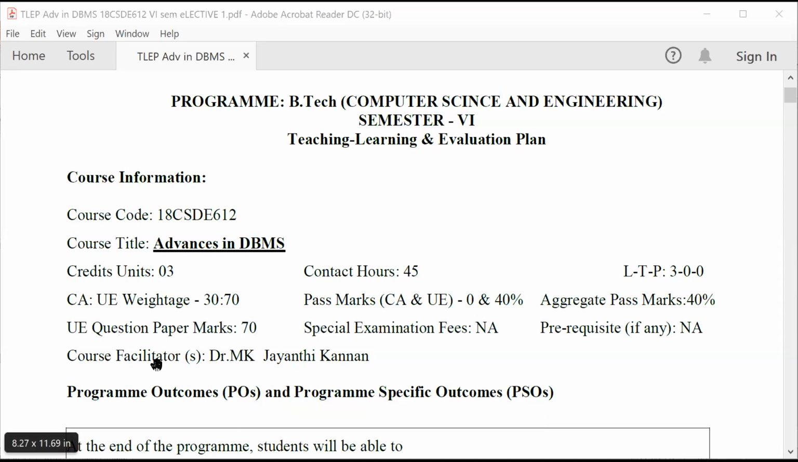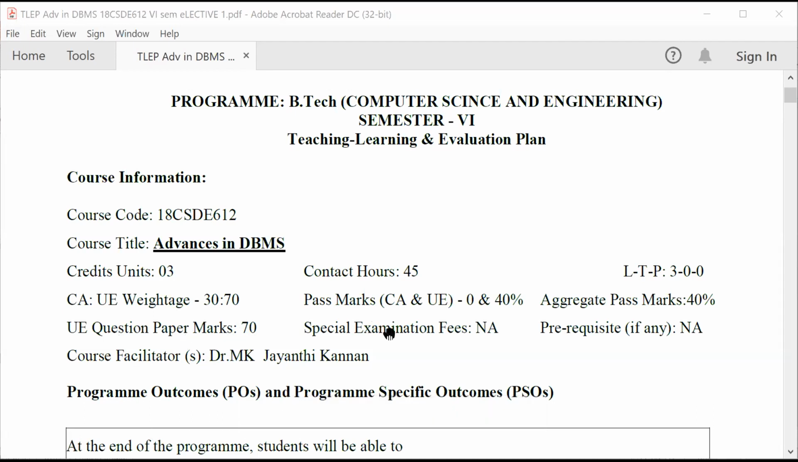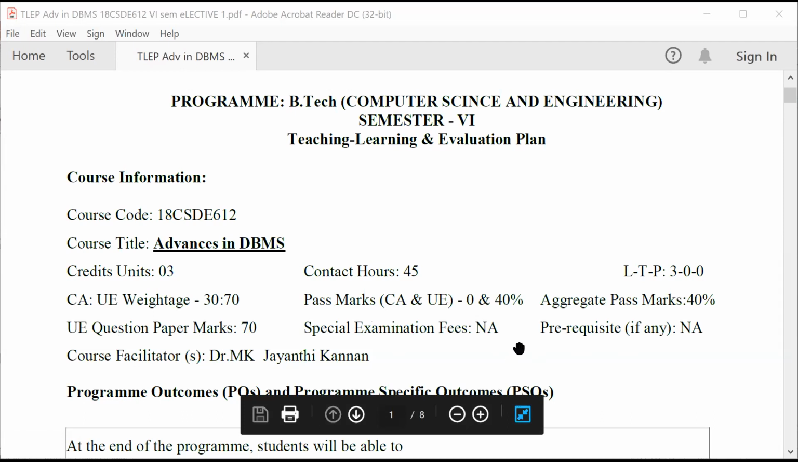You will be getting 8 questions. Out of 8 questions, you need to answer 5 questions. The same university standard question paper pattern will be followed. There is no special examination fee, and the prerequisite is also nil.